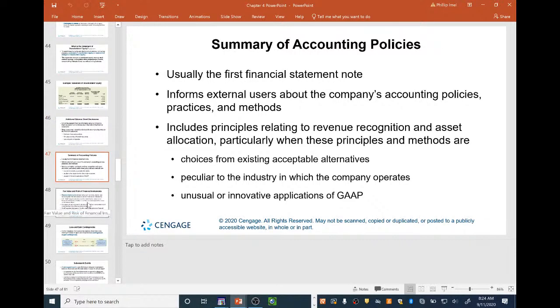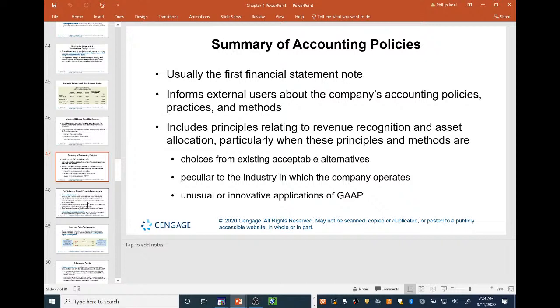Some other accounting policies. Usually, the first financial statement note informs external users about the company's accounting policies, practices, and methods. So that's usually going to be the very first one, so they can get to it really quick to know what measurement attribute was used on the balance sheet. It includes principles relating to revenue recognition and asset allocation, particularly when these principles and methods are choices from existing acceptable alternatives, peculiar to the industry in which the company operates, or unusual or innovative applications of GAAP.